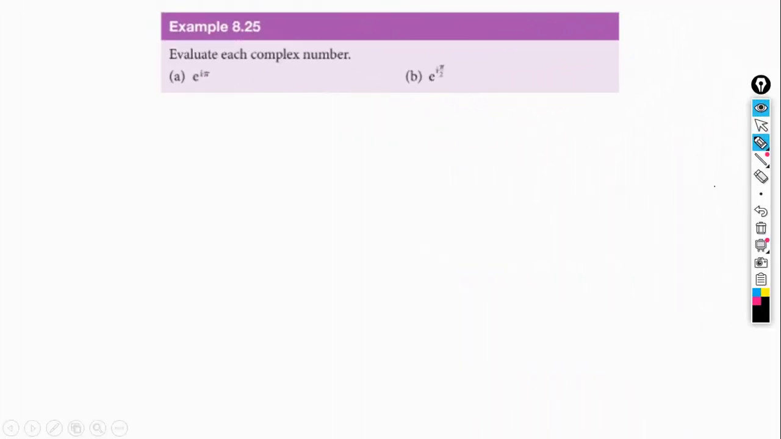So now we have example 8.25, and it says evaluate each complex number. Part A, e to the power of i times pi. So this is going to equal cosine of pi plus i sine of pi. So cosine of pi is going to be -1, and sine of pi is going to be 0. Therefore, e to the power of i times pi is equal to -1.